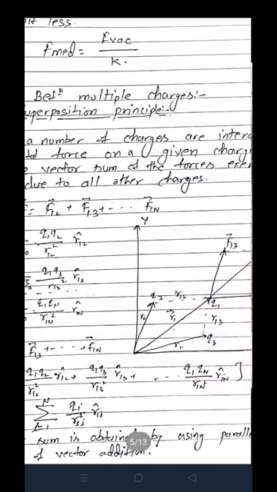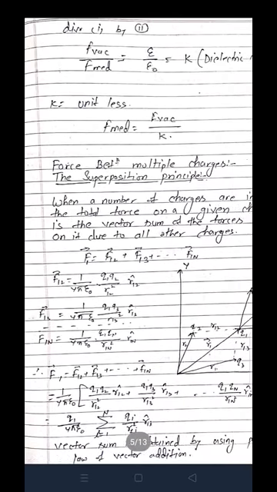If you want to find the total force on charge q1, we have done some mathematics and derivations. F12 equals 1 by 4 pi epsilon naught, q1 q2 by r12 square, r12 hat, where r12 hat is a unit vector which gives the direction. Similarly we find F13. In this diagram we have shown two charges, but if there are a number of charges, then we write F1n equals 1 by 4 pi epsilon naught, q1 qn by r1n square.